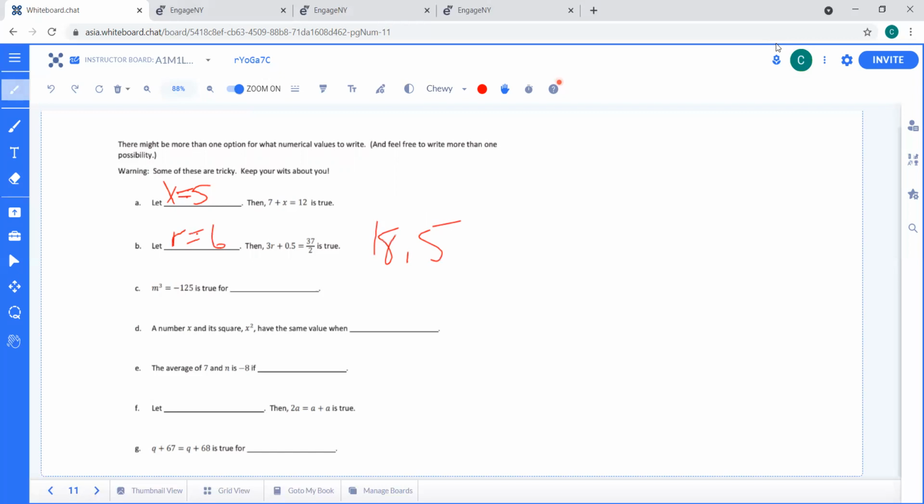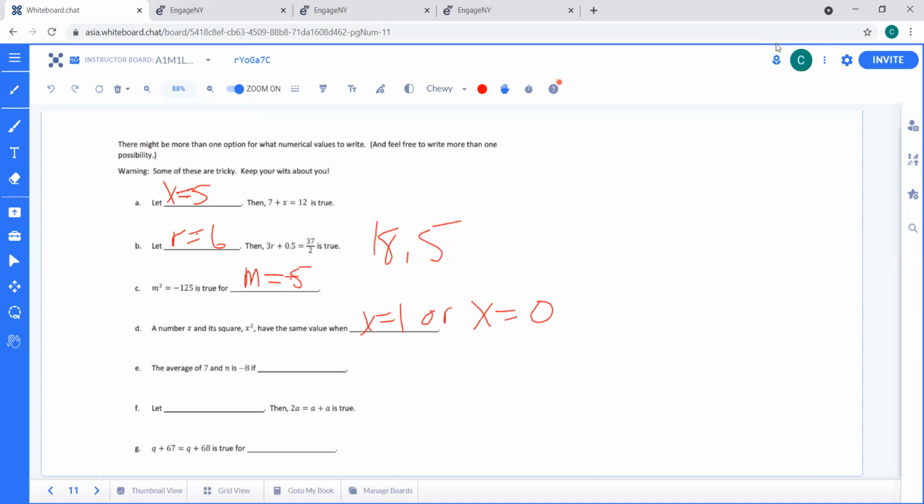Okay. M cubed, that would have to be, M would have to equal -5. So -5 times -5 is 25, times a -5 is -125. A number x and its square have the same value when x is equal to 1 or x is equal to 0. That's the only way that x and x squared would be the same value.